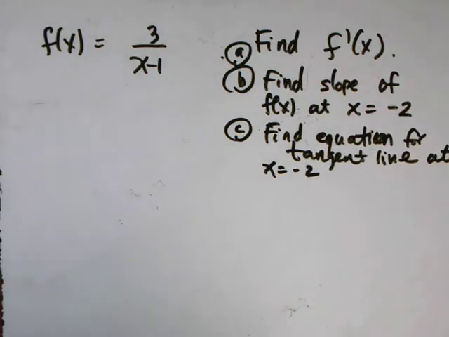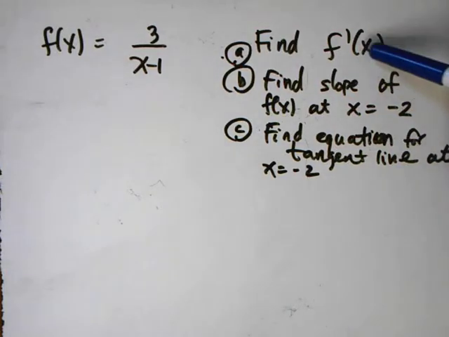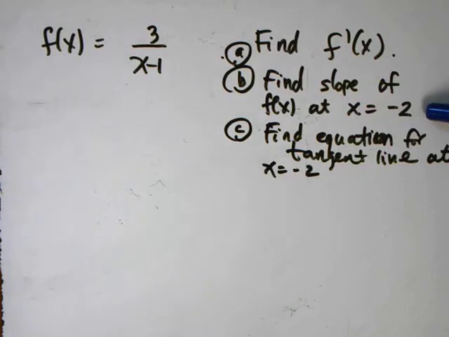Hello, pre-calculus students. We have here a problem that has to do with derivatives, slope of tangent lines, and instantaneous rate of change. I have a function, f of x equals 3 over x minus 1, and we're asked to do three things. First is to find the derivative, f prime of x. Next is to find the slope of f of x at x equals negative 2, and then finally find the equation for the tangent line at x equals negative 2.